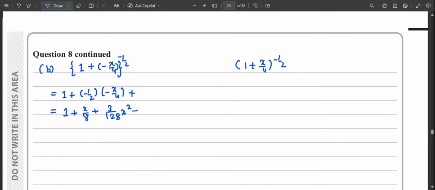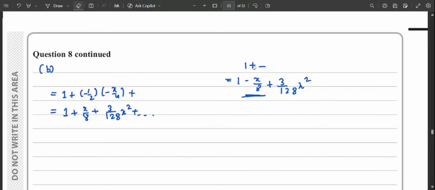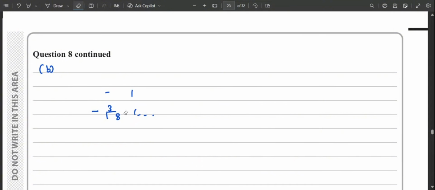So now if we understand this, we can write down the actual expansion for part B. We can write that 1 divided by root over 4 minus x is equivalent to 1 minus x by 8. Remember that our second term will have a flipped sign.